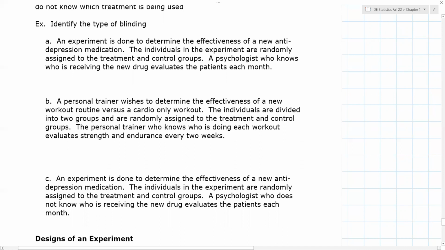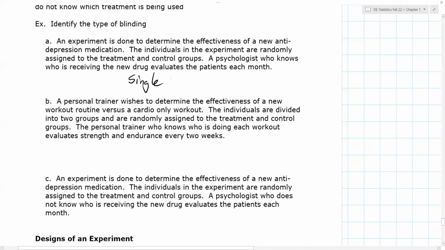First one, we have an experiment which is done to determine the effectiveness of a new antidepressant medication. The individuals in the experiment are randomly assigned to a treatment and control groups. The psychologist knows who is receiving the new drugs and evaluates the patients once a month. Single, double, or neither. And this is single blind. The patients don't know if they're getting the actual antidepressant medication or if they're getting a placebo. However, the psychologist who's doing the interviews does know which one is which.